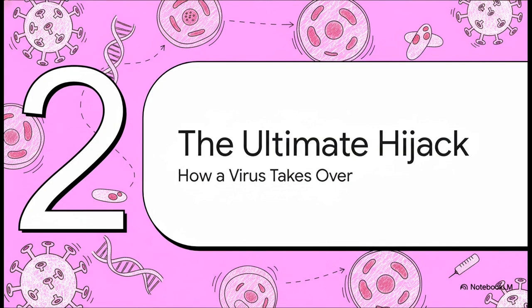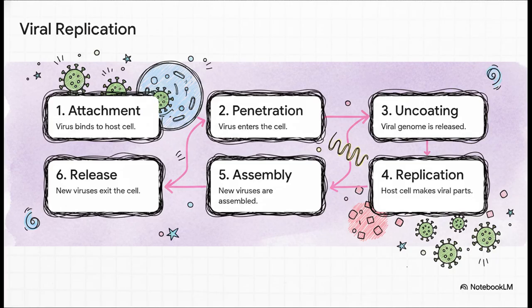Okay, so we've seen the toolkit. A pretty simple package, right? So how does this minimalist little invader pull off what is, without a doubt, the most sophisticated heist in all of biology? It all goes down in 6 main stages, like a perfectly planned heist. First up, attachment. The virus has to find the right target cell and latch on, kind of like a key fitting into a very specific lock. Step 2, penetration and uncoating. The virus gets inside and sheds its disguise, releasing its genetic blueprint into the cell.